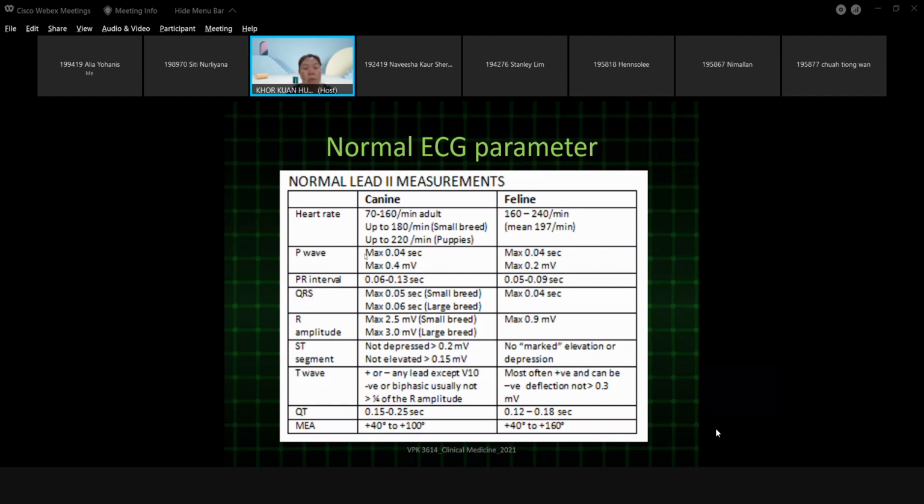Then there is always duration in seconds, and amplitude in millivolts. So this is the normal measurement for the P wave, the QR interval, the QRS, the R amplitude, and the ST segment, which is not really very important for veterinary. The T wave is also not very important for veterinary. The QT is not important, so we are very lucky. In humans, all of this is very important. They will tell you a lot of things like myocarditis, myocardial infarct, and things like that, because in humans it's a different set of diseases altogether.